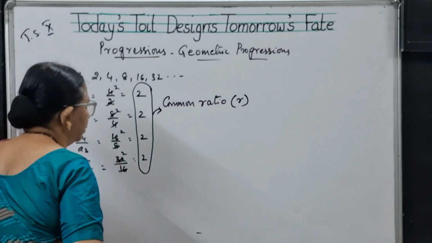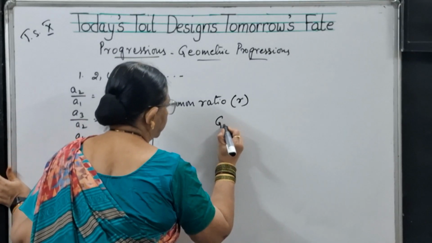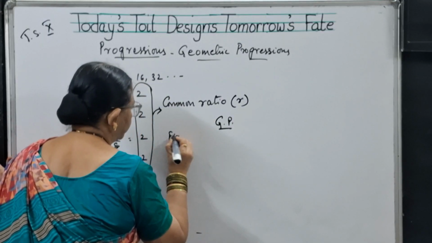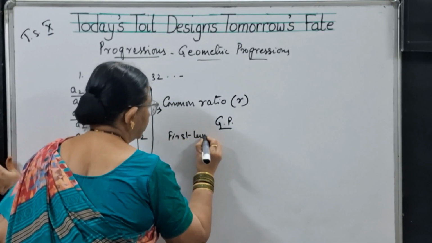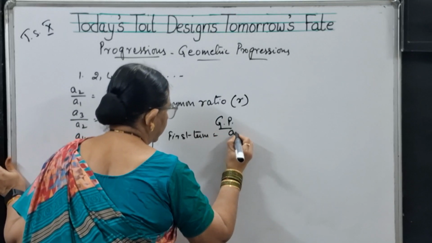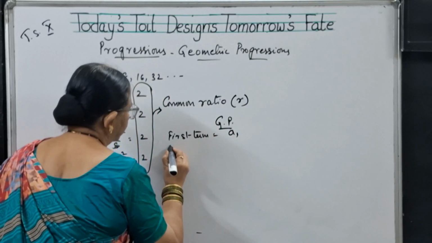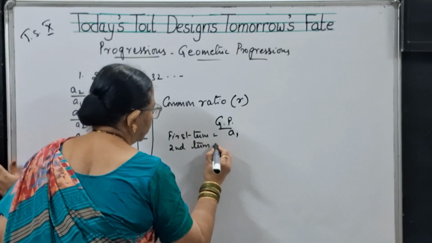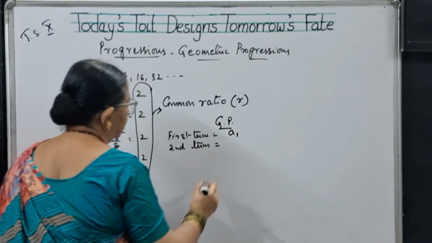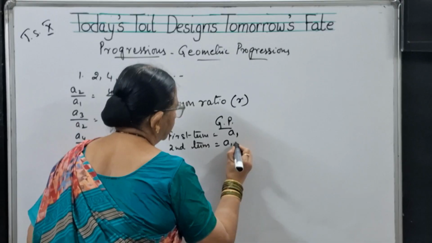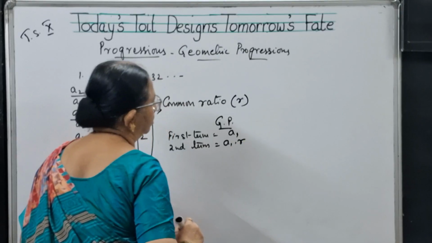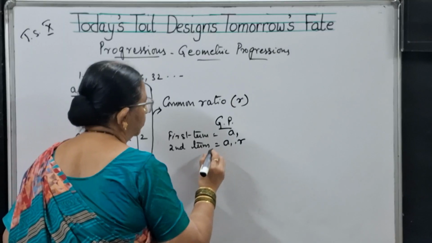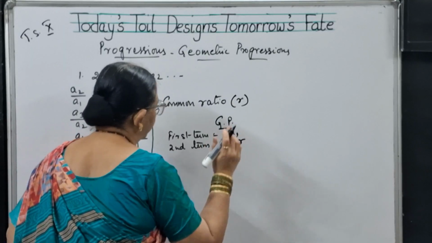So if you write a geometric progression, how will you write? What is the first term? First term is considered as A1. Now what is the second term? Second term, how will you get? You will take the first term multiplied by r. You are getting the second term. That is A2. A2 is equal to A1 into r.